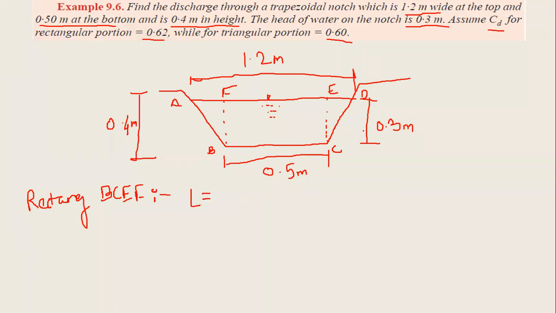Length of the notch or the crest of the notch is 0.5 meter. That is the bottom width. Bottom width, that means your crest length, is 0.5 meter. Then the height of water above the notch or above the crest of the notch, what is given? Here the head of water is given as 0.3 meter.